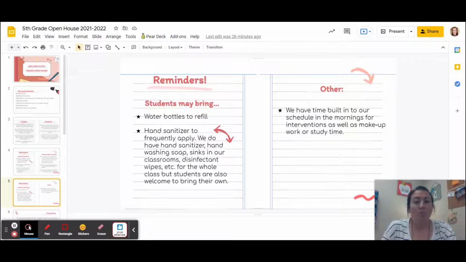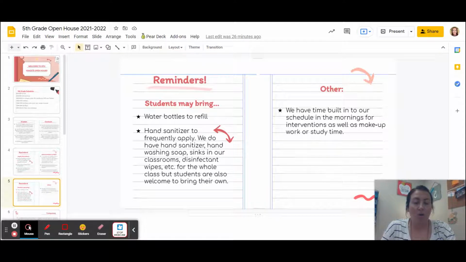Students may bring water bottles to refill. We are not able to use the water fountains, but there is a water bottle refilling station, so they can do that throughout the day. Hand sanitizer should be frequently applied. We are washing hands. We have sinks and soap in our classrooms, so this is done throughout the day. We are using disinfectant wipes to clean the desk, and they're also disinfected at the end of the day.